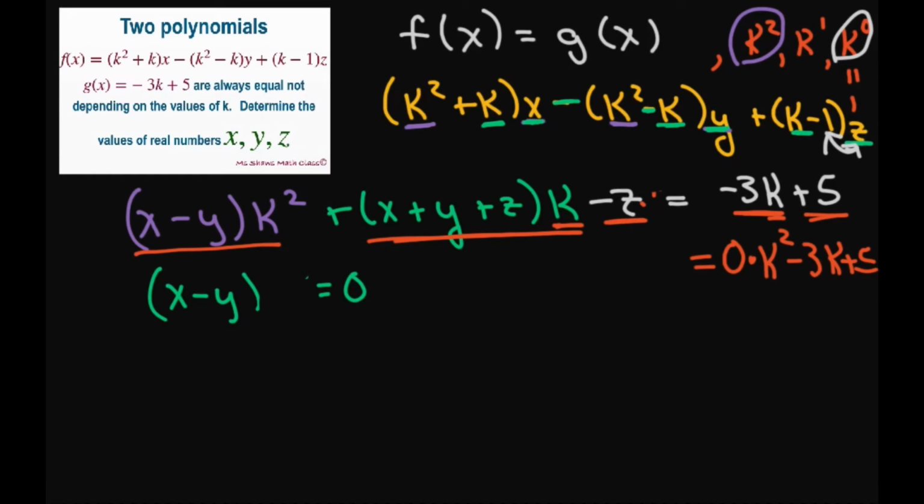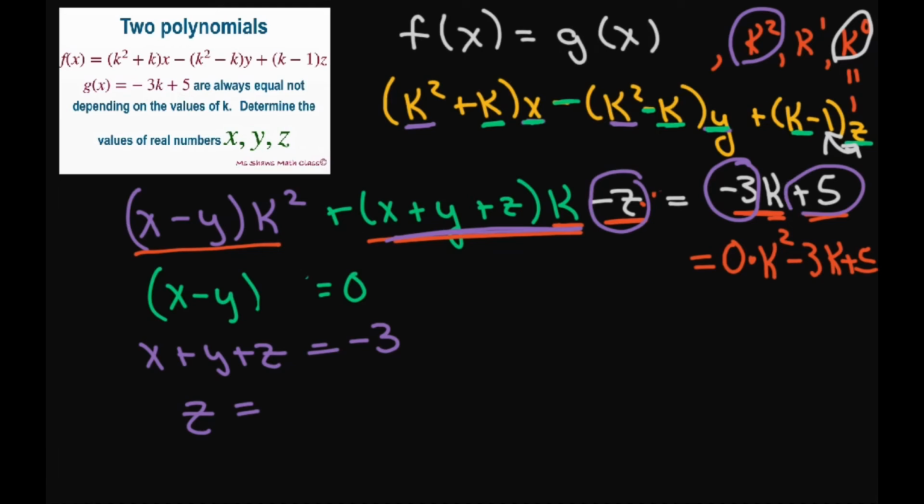Now let's look at the k terms. You get x plus y plus z, and you're equating the coefficients, so that equals negative 3. Then for the constants, we have negative z here and positive 5, so z equals negative 5.